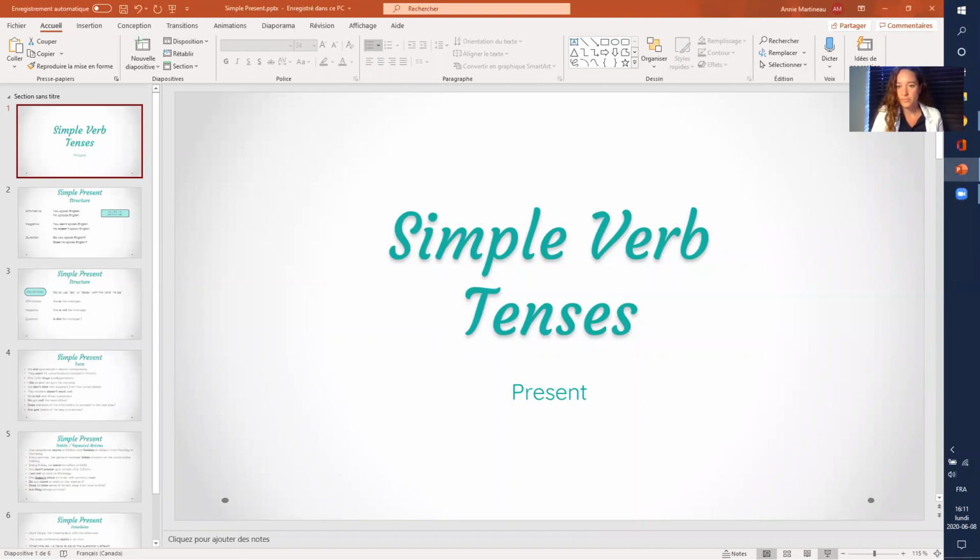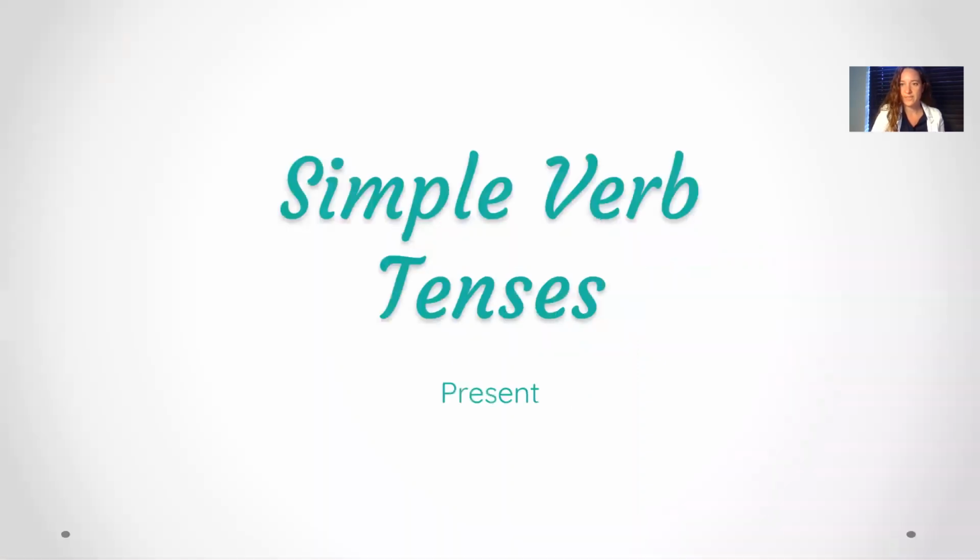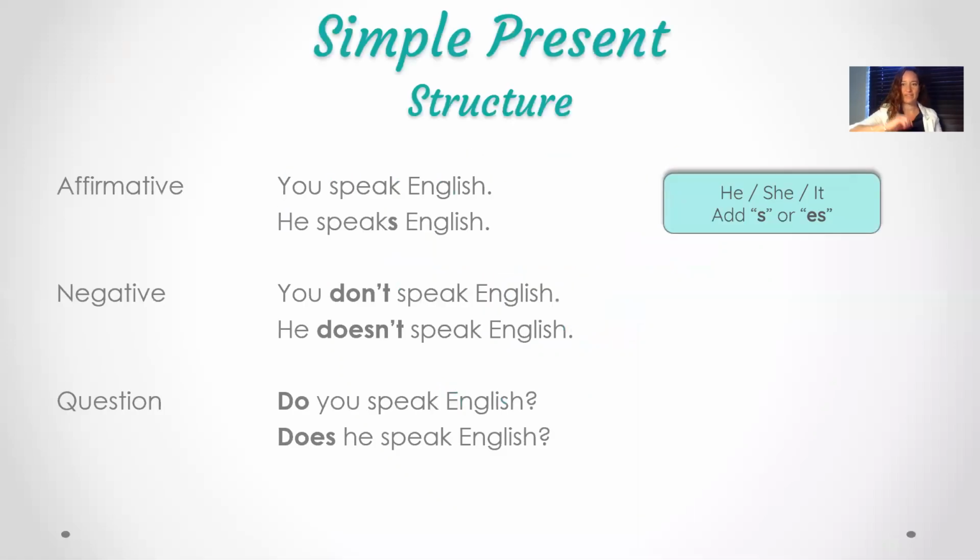So as for the simple present, great, we have it here. I start with the structure. We have the affirmative, negative, and question forms. If I use the affirmative form, I use the base form simply. You speak English. So always use the verb as it is. Like if I say they come here, I go to a place, to the restaurant, etc. So use the simple form. So here we have you speak English.